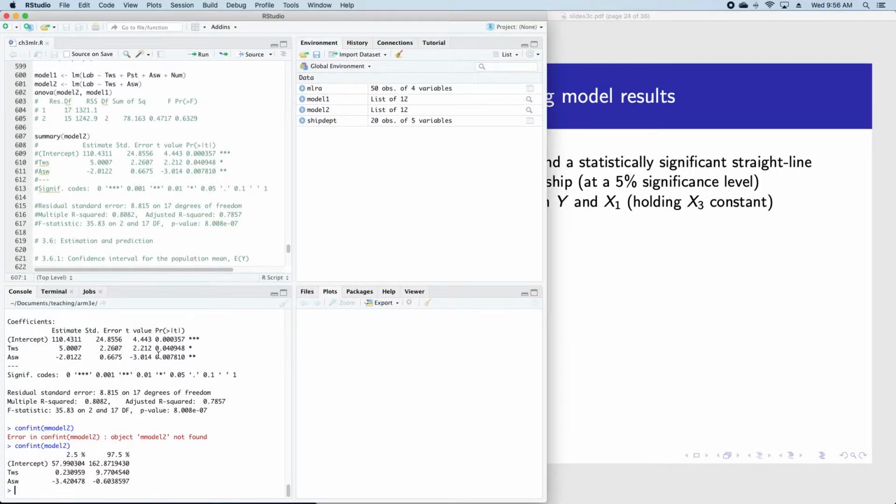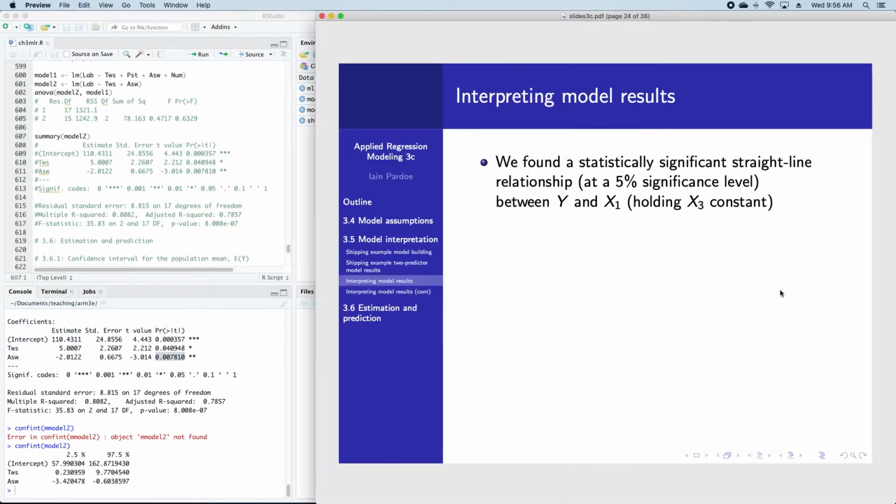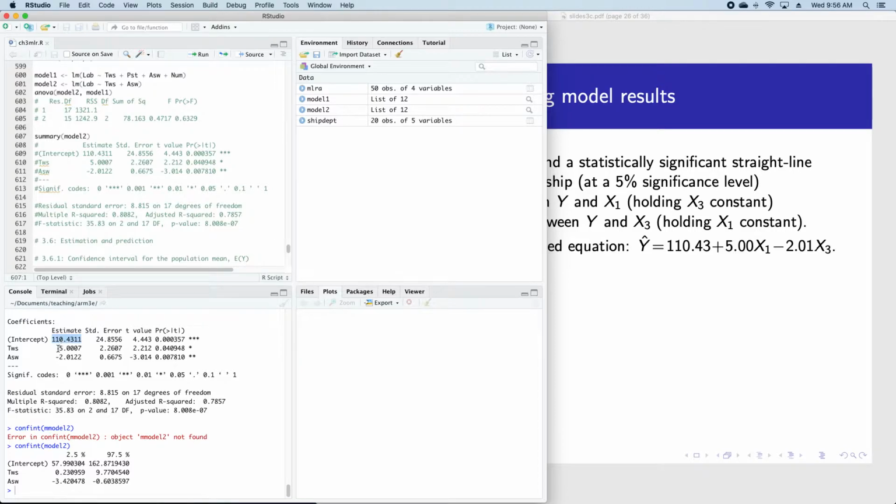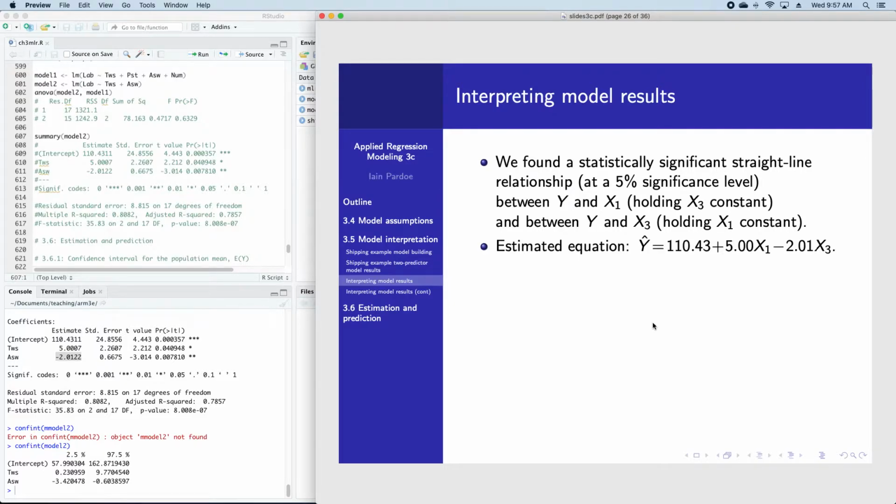What about this number here? This is the p-value for the other predictor. What does that mean? So that means we found a statistically significant straight line relationship at a 5% significance level between y and x3, between lab and ASW, holding x1 constant, holding TWS constant. These numbers, what do they mean? Okay, well, this first one is b0 hat, this one is b1 hat, and this one is b2 hat. So that means that our estimated regression equation is y hat equals 110.43 plus 5.00 times x1 minus 2.01 times x3.